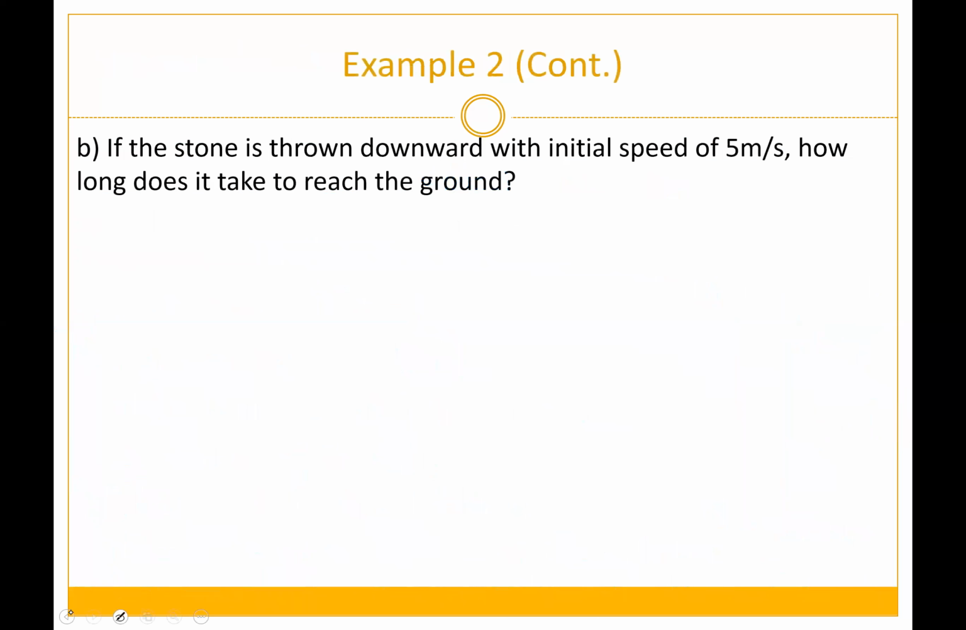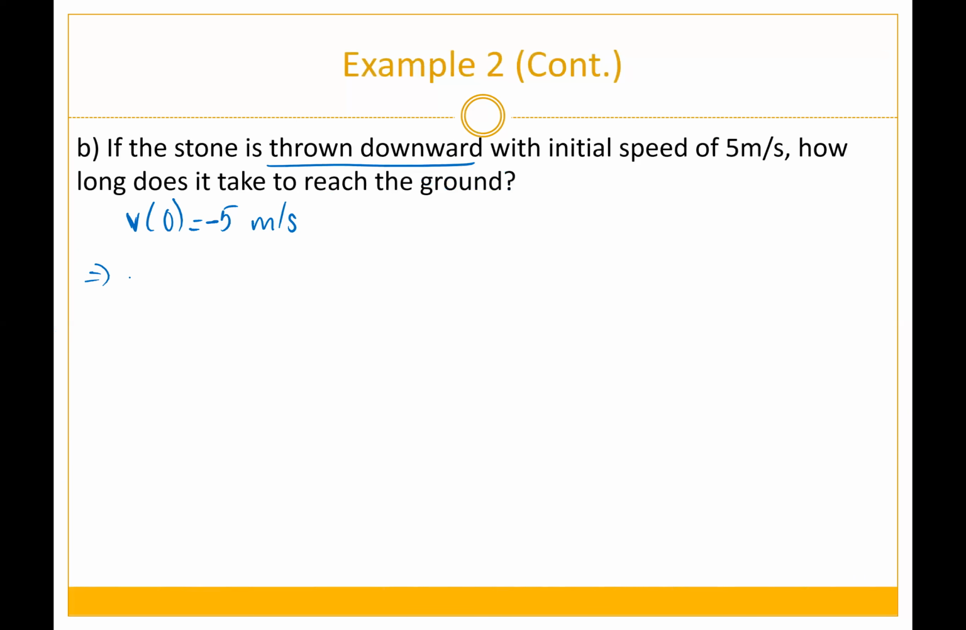Now, example 3: if the stone is thrown downward with an initial speed of 5 meters per second, how long does it take to reach the ground? Now this one is where the initial condition of velocity is that at t equals 0, v at t equals 0 is negative 5 meters per second. Negative again because it's thrown downward. The direction is negative.